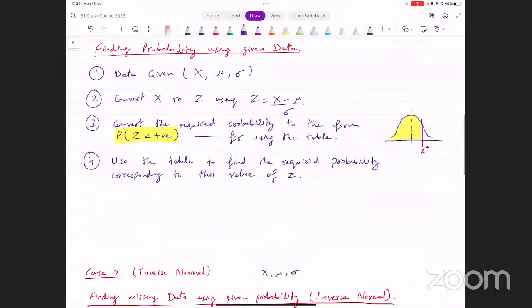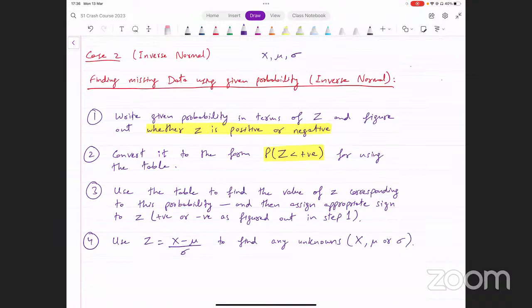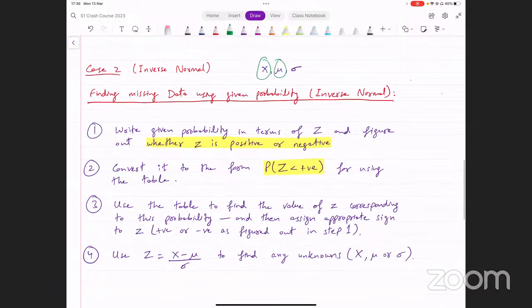Then the next thing that we did in the last class, we talked about inverse normal. So sometimes what happens is you have some missing data and you're given a probability. All right, so probability would be given and something from the data would be missing. You might have x missing or mu missing or sigma missing. You'd have to find that value.